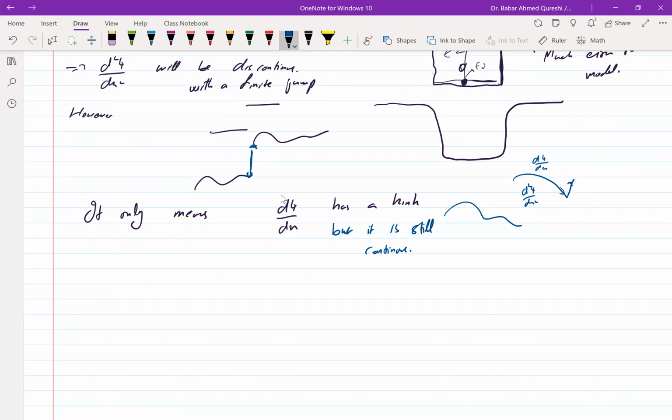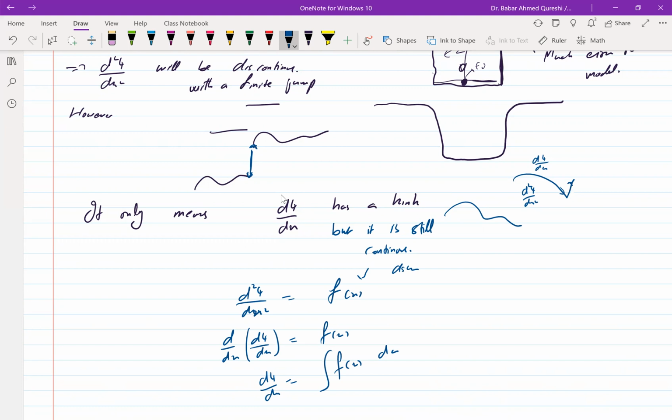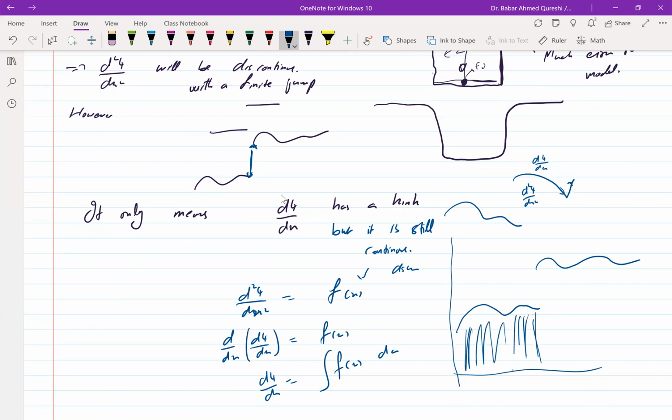Or you can argue it this way as well. d2 psi by dx square was equal to some function f of x, and this has a discontinuity. So let's write it like this. d psi by dx is the integral. This f of x I'm plotting, and it has a jump. d psi by dx is the area under it, because it is the integral. So even if you have a finite jump, as you move from here to there, the area still takes continuous increments. You're just adding another strip. So d psi by dx still remains continuous if you have a finite jump.